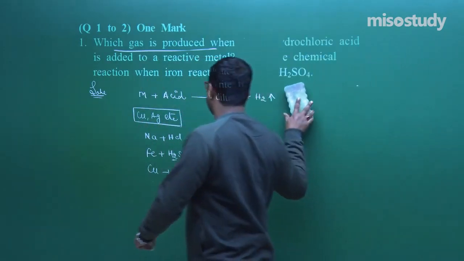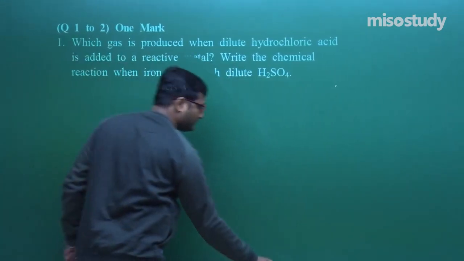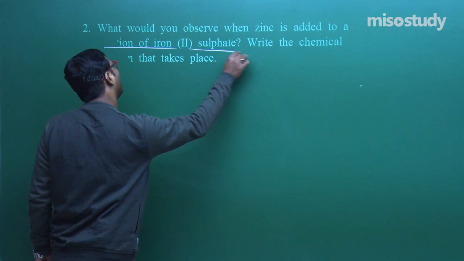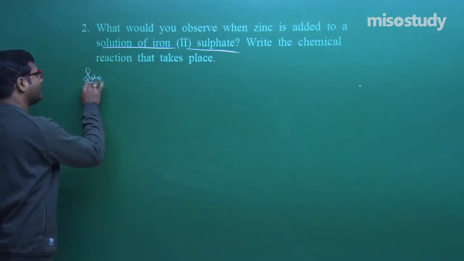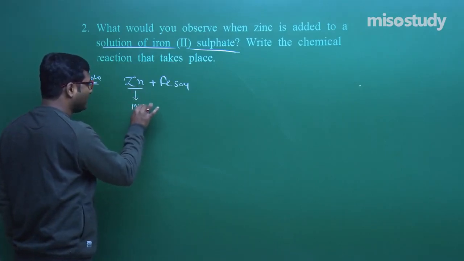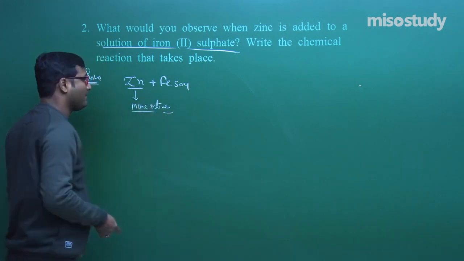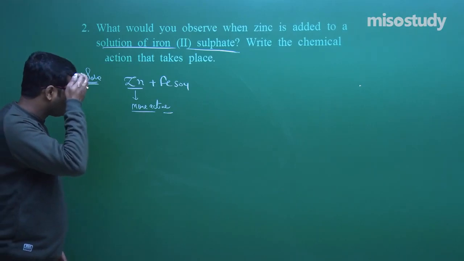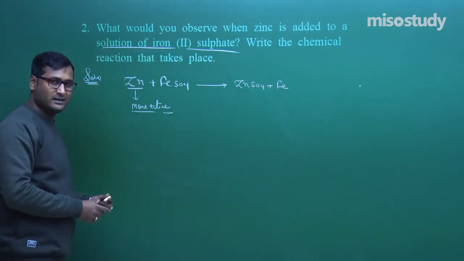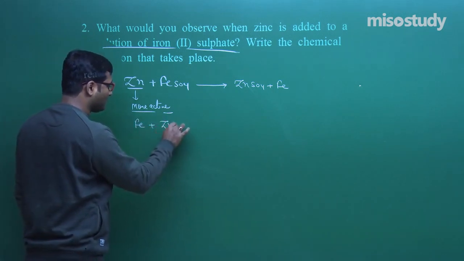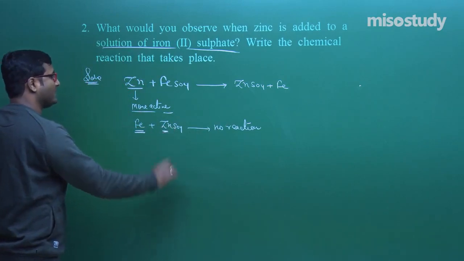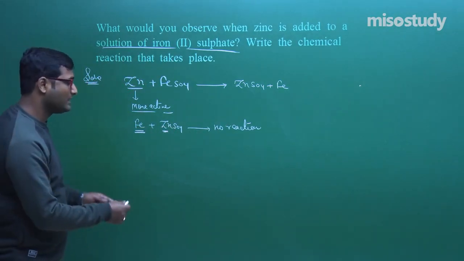Now let's move to question number 2. Look at the question. What would you observe when zinc is added to the solution of iron sulfate? If I write here Zn plus FeSO4, Zn is more reactive than Fe, and we know that a more reactive metal can displace the less reactive metal from its salt solution, and the reaction is called a displacement reaction. It will form ZnSO4 plus Fe. Am I right? Yes. But if I write Fe plus ZnSO4, then we will say no reaction will take place. Why? Because Fe is less reactive than Zn according to the reactivity series. Clear to you? Simple question, simple answer.